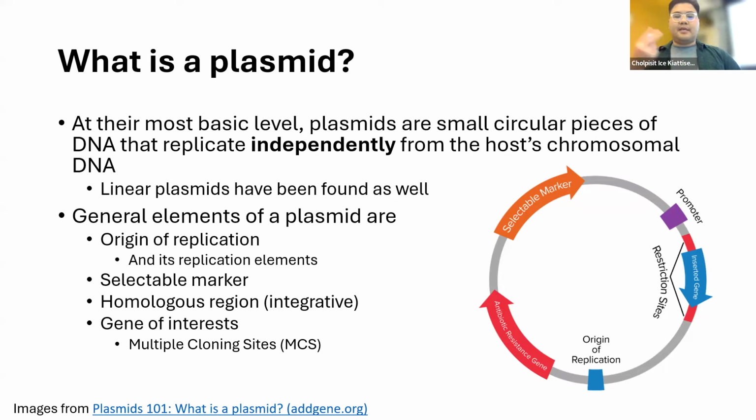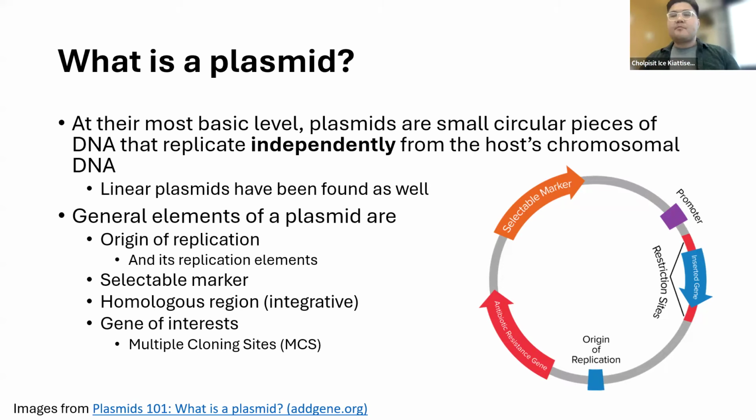The second one is the selectable marker. Most of the time it will be antibiotics, but it can be other things. We'll talk about that as well. The selectable marker is useful when you're trying to see which bacteria or which organism has had the engineering performed on them.